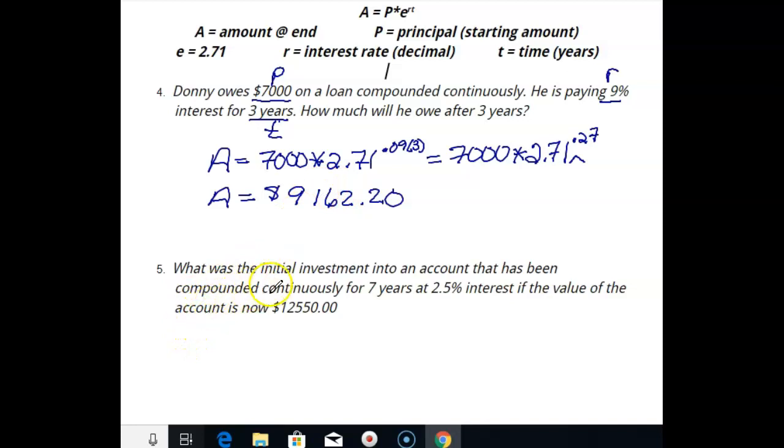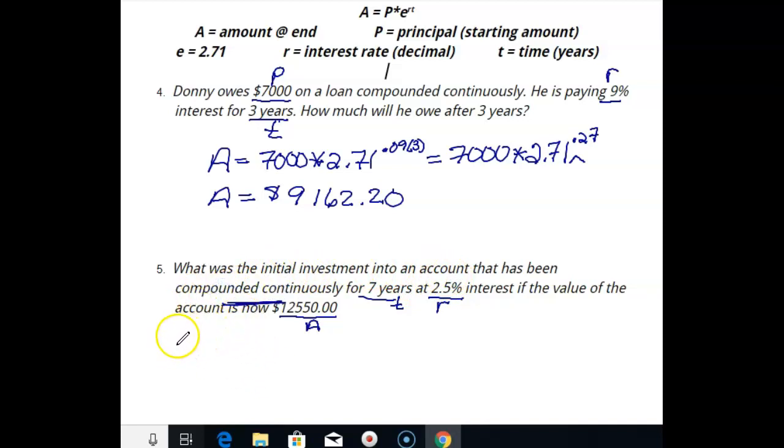All right, what if I want to know the initial investment into an account that's been compounded continuously for 7 years at 2.5% interest, if the value of the account is now $12,550? This is one where I'm going to have to work backwards, because this is the amount now, so I know A and not P. T is 7, and the interest rate is 2.5%.